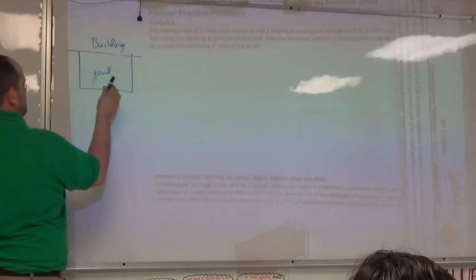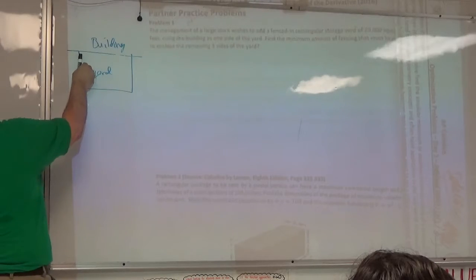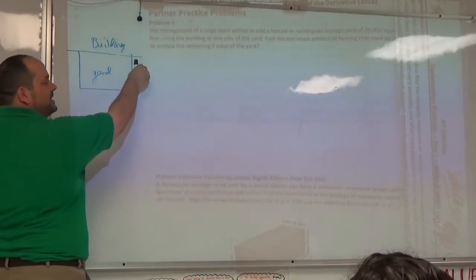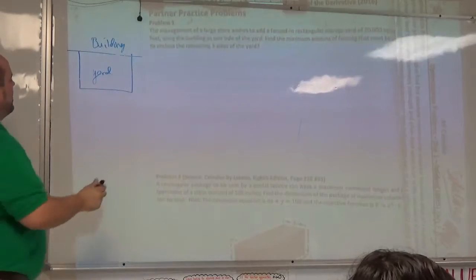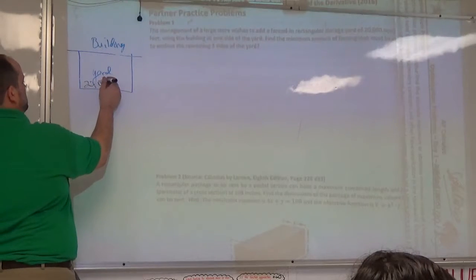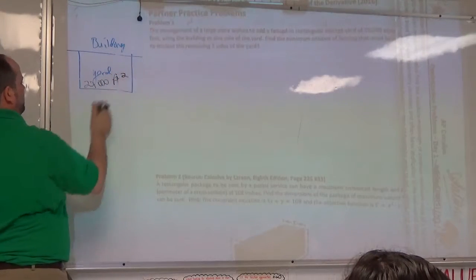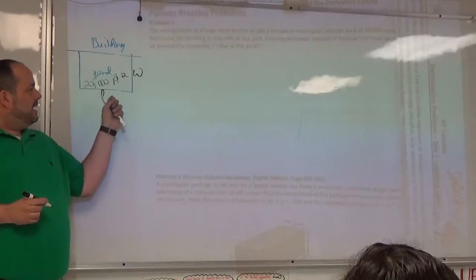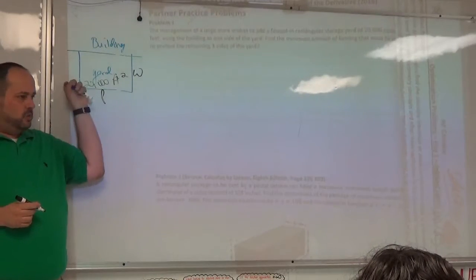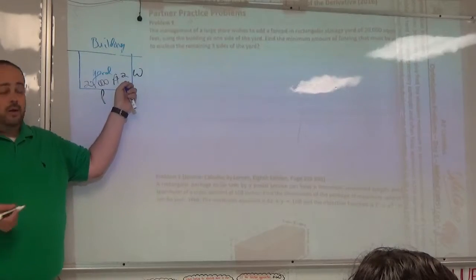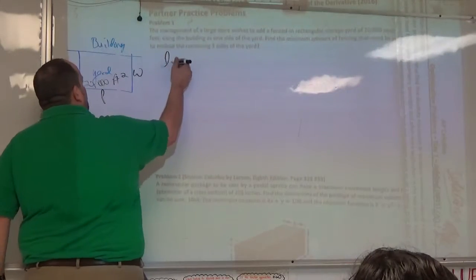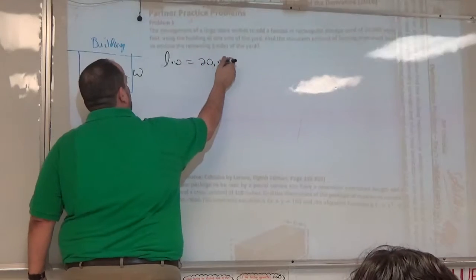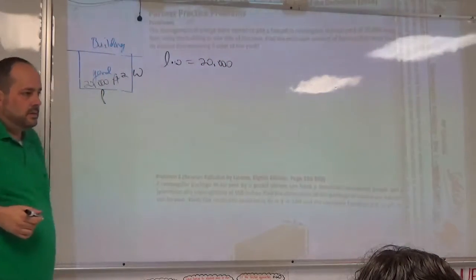It's area. Some of the problems we did yesterday, we were putting up fencing. This is not a fencing question anymore. It's an area question. So you've got 20,000 square feet here. And I agree, I want to be thinking about length and width, but I'm not saying length plus two widths to get to 20,000. What I need to say is that length times width is going to be 20,000.